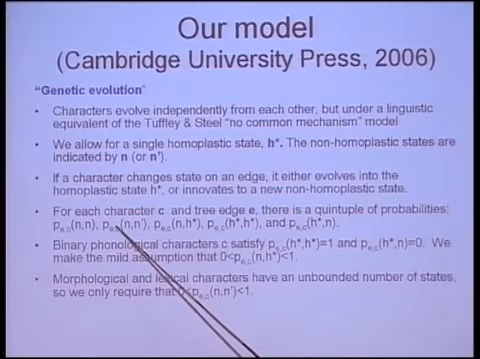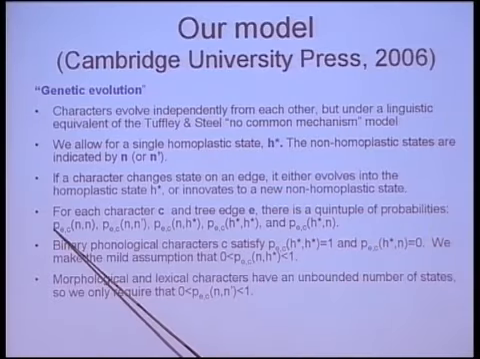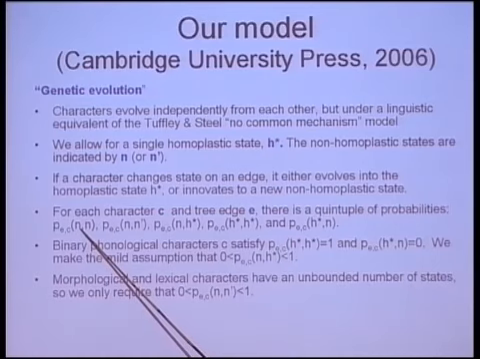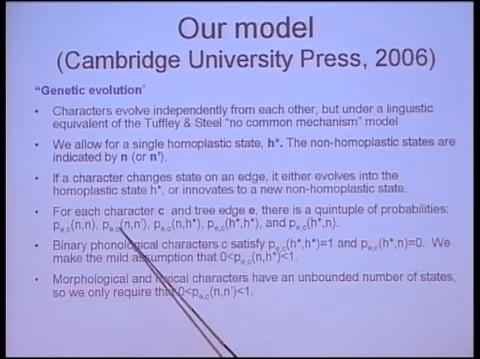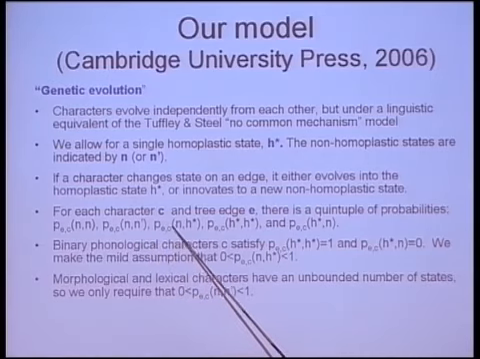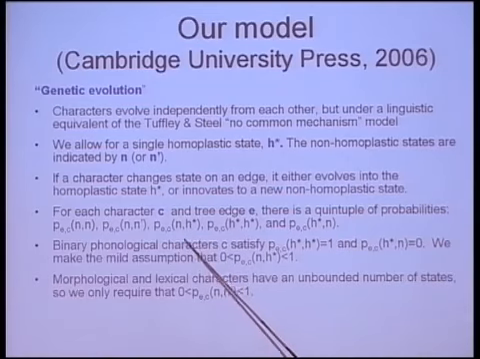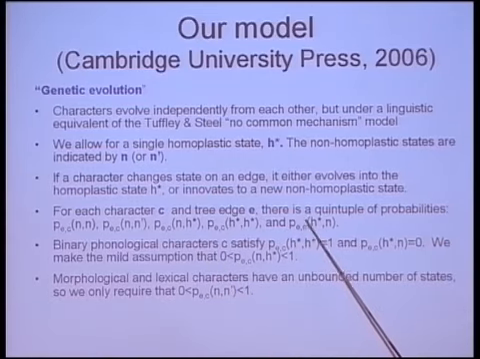So you have this quintuple. P, the probability that depends upon the edge E and the character C, that you don't change your state. You start at a non-homoplastic state and you stay in the same one, or you go from the non-homoplastic state to a new one, or you go from non-homoplastic to homoplastic, etc. Okay, so you have these quintuples.